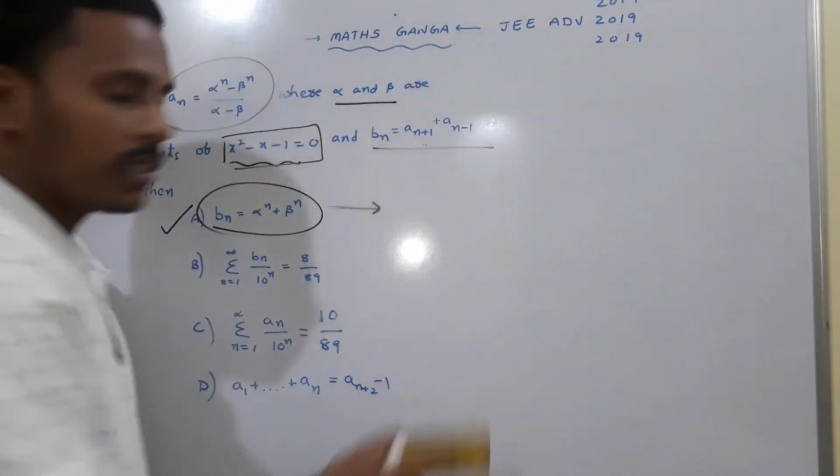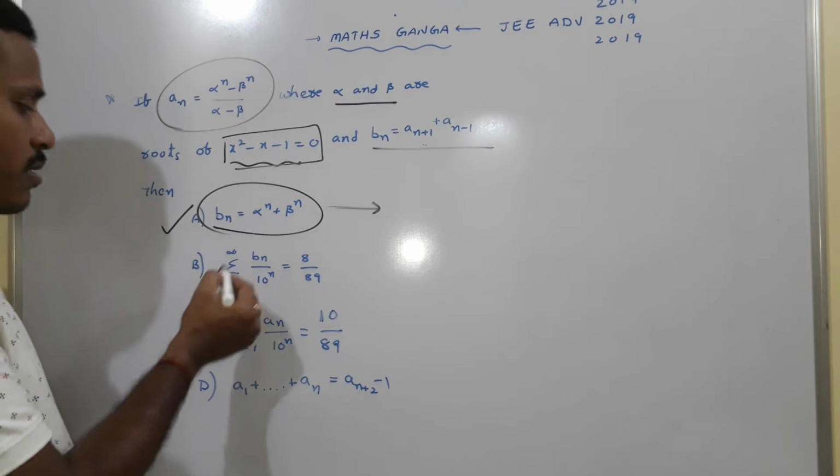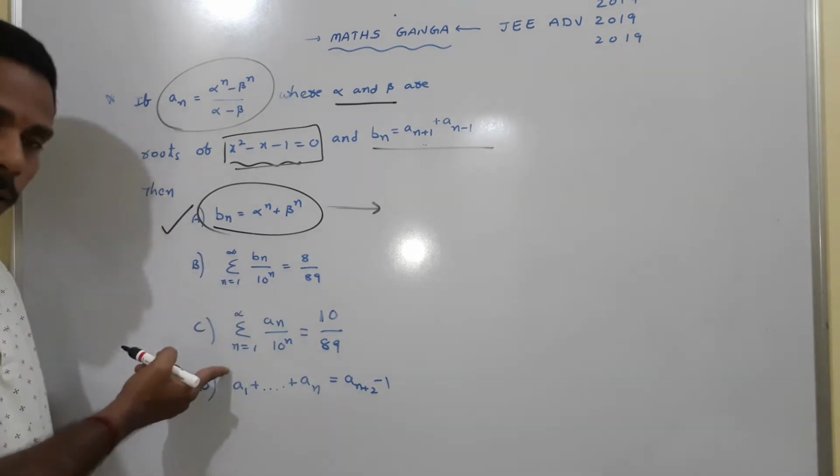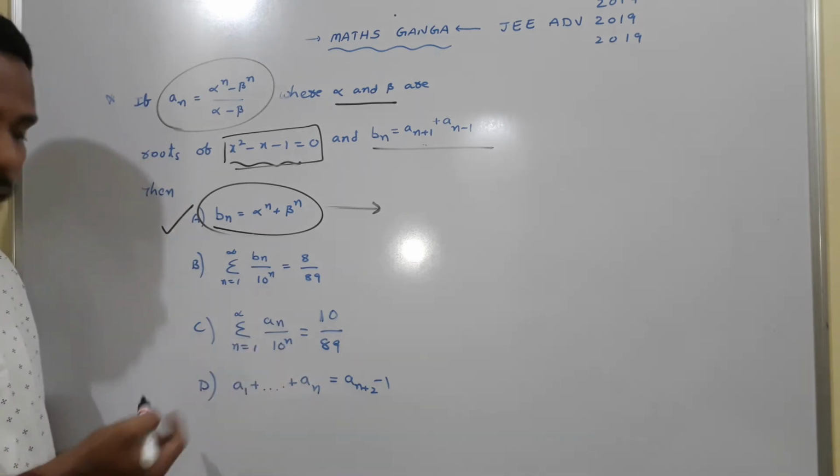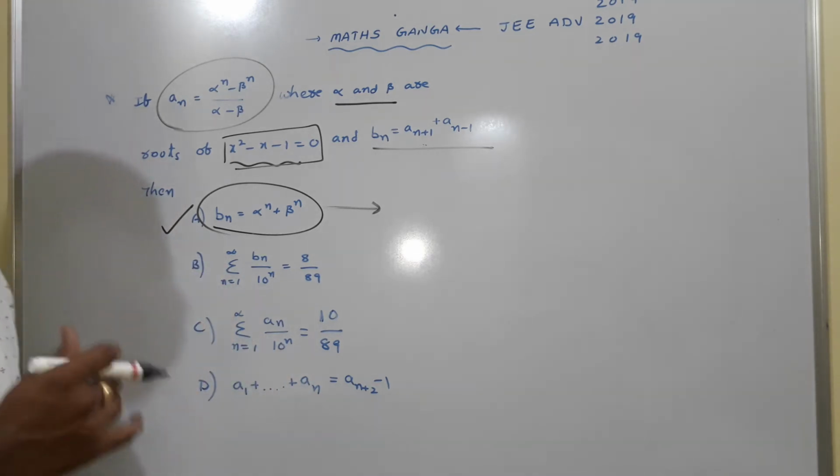Now, to check the second option, whether it is true or wrong, or the third option. See, this is bn by 10 power n, this is an by 10 power n, and sigma n running from 1 to infinity.